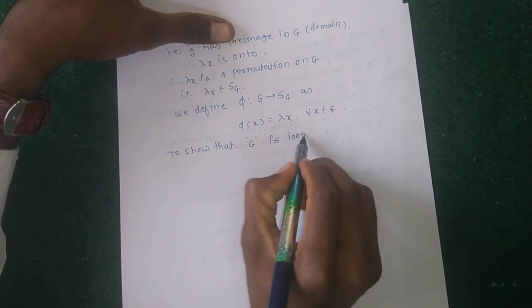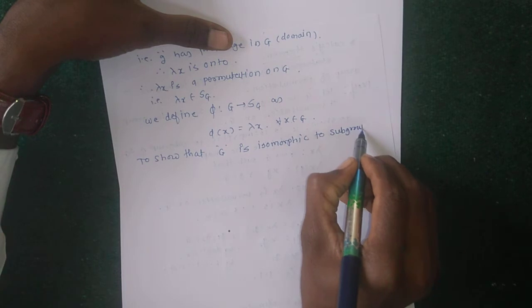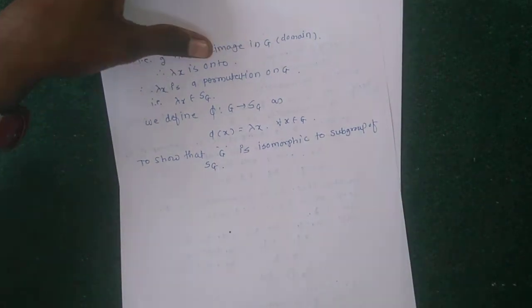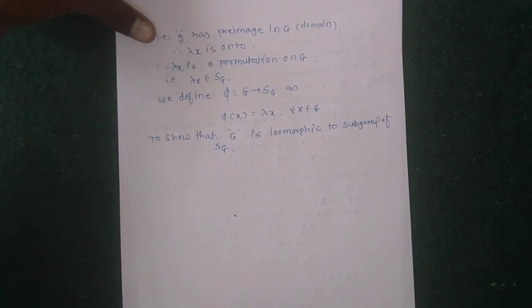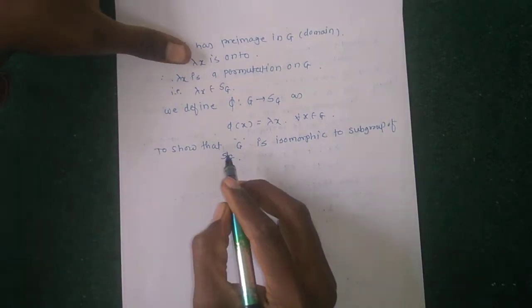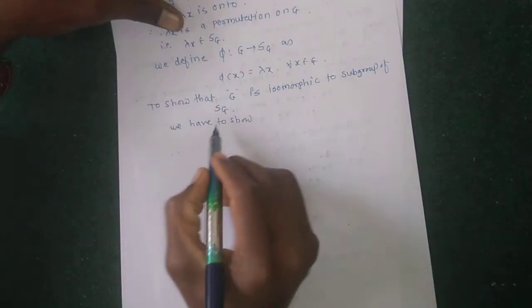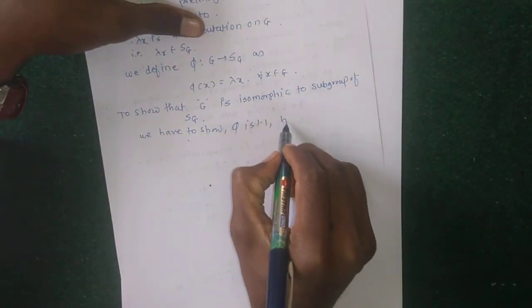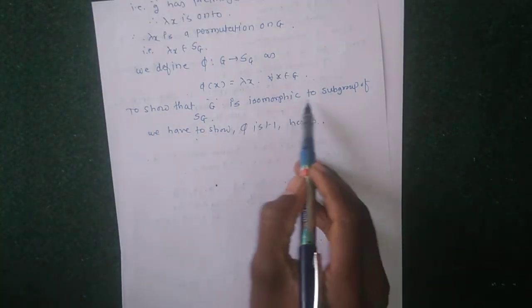To show that G is isomorphic to a subgroup of SG, what is the definition of isomorphic? We have to show phi is 1-1, onto and a homomorphism. If we satisfy these conditions, then the given map is an isomorphism, that is, the two sets are isomorphic. So we have to show phi is 1-1 and homomorphic, so that G is isomorphic to a subgroup of SG.